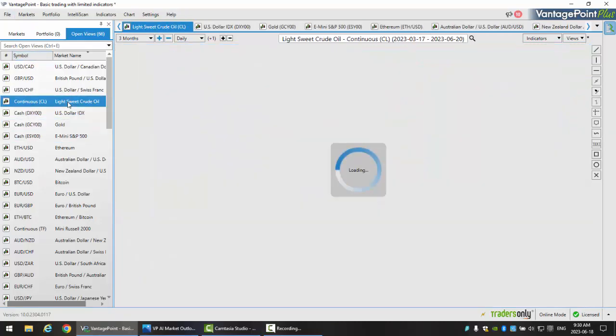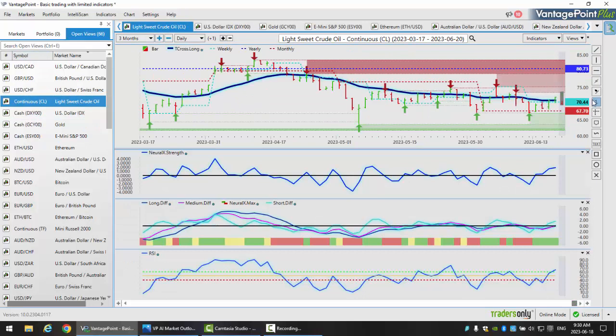Now, when we look at light sweet crude oil, once again we would be getting very, very close here, guys, to the end of the seasonal pattern in oil. Usually that's around the first, second week of July. So probably a little bit more upside on oil, but after that, we want to be very, very cautious with longs.